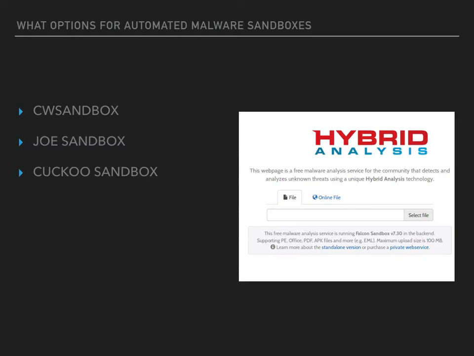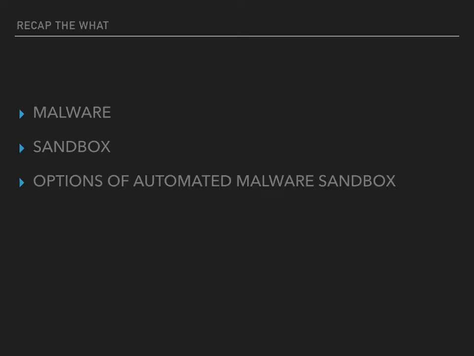CW Sandbox is important, in I believe 2009 or 2010, maybe 2009. It was the first actual automated malware sandbox. And then we have Cuckoo Sandbox, which was started as an open Google project in 2012 and is one of the most prominent open source environments and one of the most suggested environments for most security professionals currently.